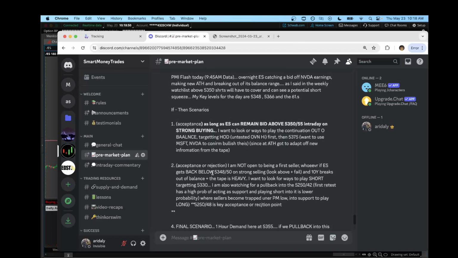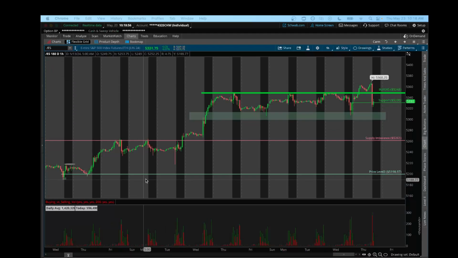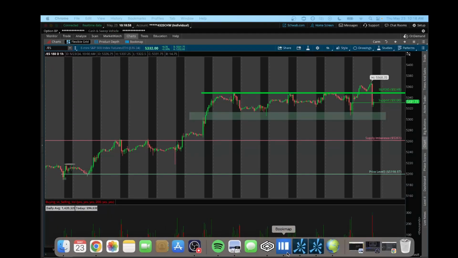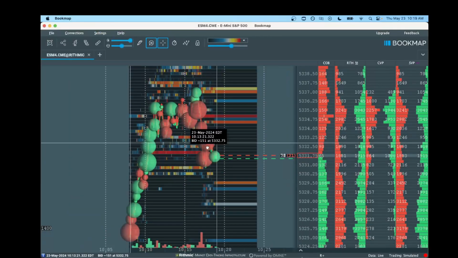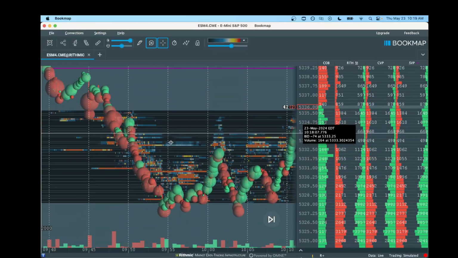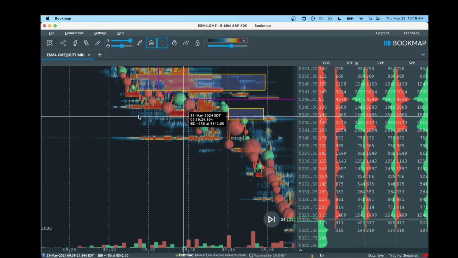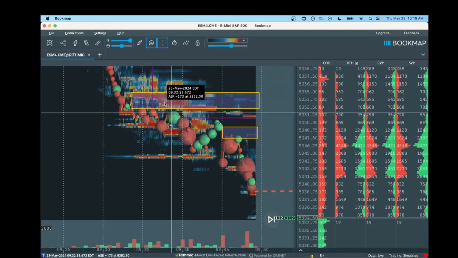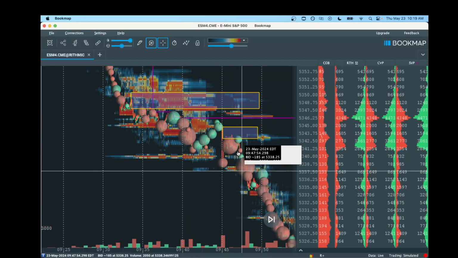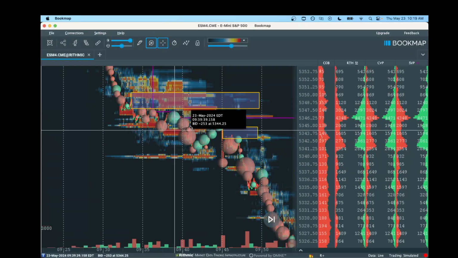So if ES gets back below this 4.8 on strong selling, what I mean by strong selling is the tape being very heavy, which I consider aggressive sellers entering the market. And if you look at the tape, it was super heavy. This is what I mean by strong selling. Look at the red bubbles coming in, which means aggressive sellers hitting the bid. Look at this volume to the downside. This is what I mean by strong selling.